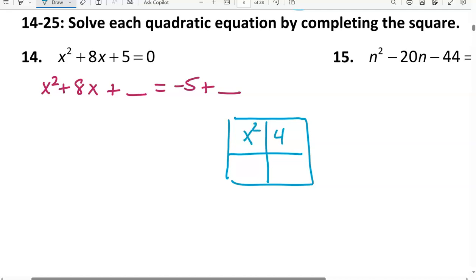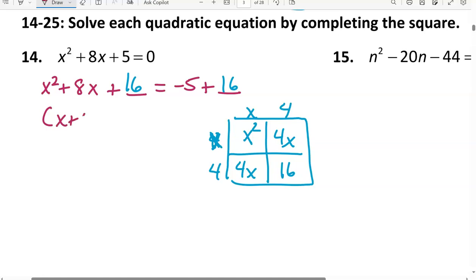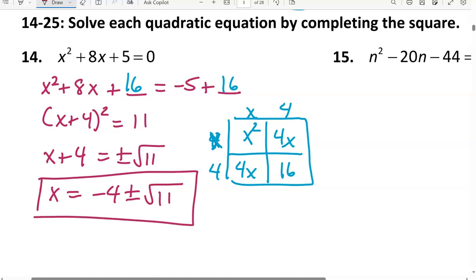x squared plus 4x plus 4x, which means that we complete the square with a 16. And that gives us x plus 4 squared is equal to 11, negative 5 plus 16. That means that x plus 4 must be positive or negative square root of 11. And adding negative 4 to both sides, the solutions are negative 4 plus the square root of 11 and negative 4 minus the square root of 11.